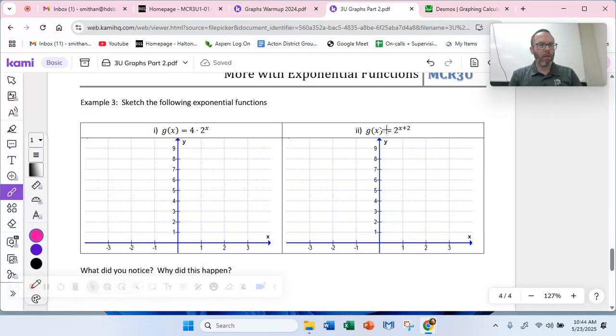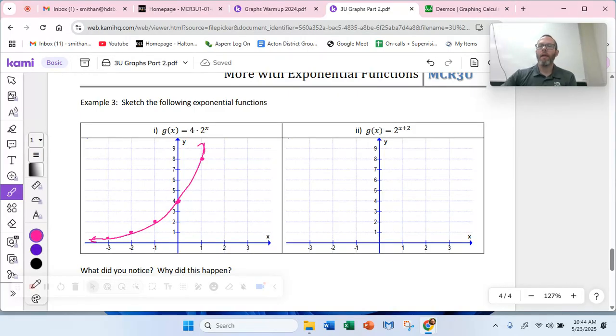All right, here I come. Can hardly wait. 4 times 2 to the power of x. We start at 4. We double every unit. So we go to 1, 8. And then working backwards, negative 1, 2, and negative 2, 1, and even negative 3, 0.5. And we can sketch it.